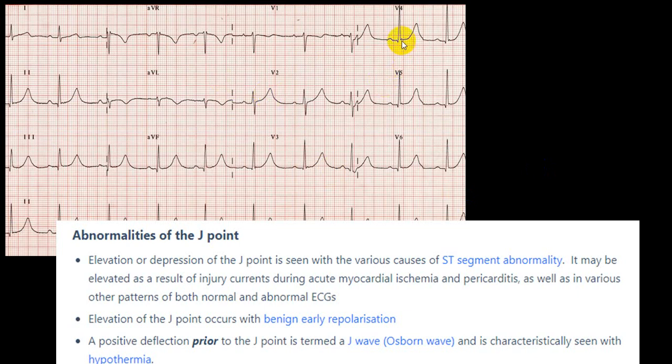So again, you got an elevation, you got a small notch here. You try to look in lead 2, lead 3 and AVF. So elevation or depression of J wave is significant, you should look for it, and elevation of J point is there with benign early repolarization. It can be there also with Osborn wave, which is quite commonly seen in hypothermia. So we'll have to rule out what is there in an ECG.